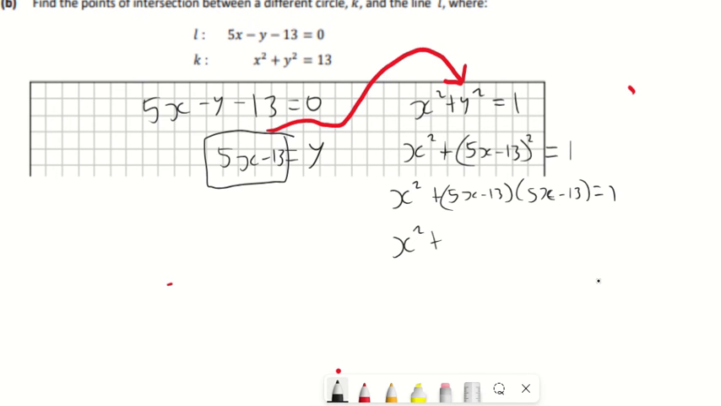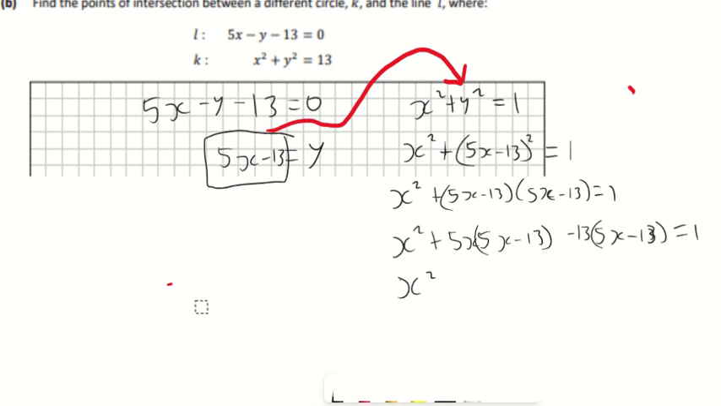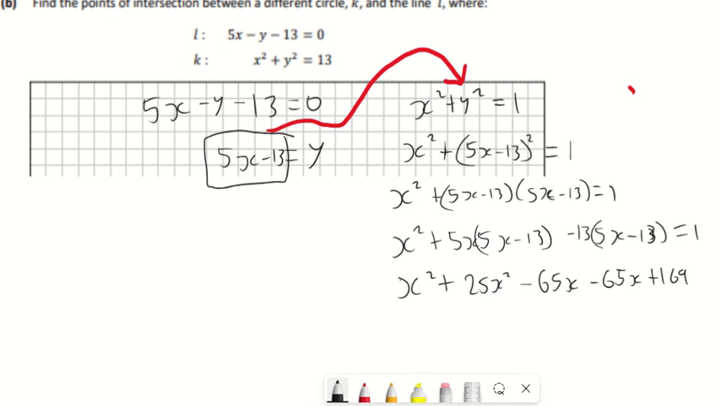So x squared then plus, now the way I'm going to do this is I'm going to split up the first bracket into this and this, and I'm going to write down the second bracket twice. So I'm writing this bracket down twice. So plus 5x minus 13, 5x minus 13, and I'm taking each part of the first bracket, so the 5x and the minus 13. So now we've got, and equals 1 still, x squared plus, and then 5x times 5x is 25x squared. 5x times minus 13 is minus 65x, then minus 65x, and then plus 169 is equal to 1.